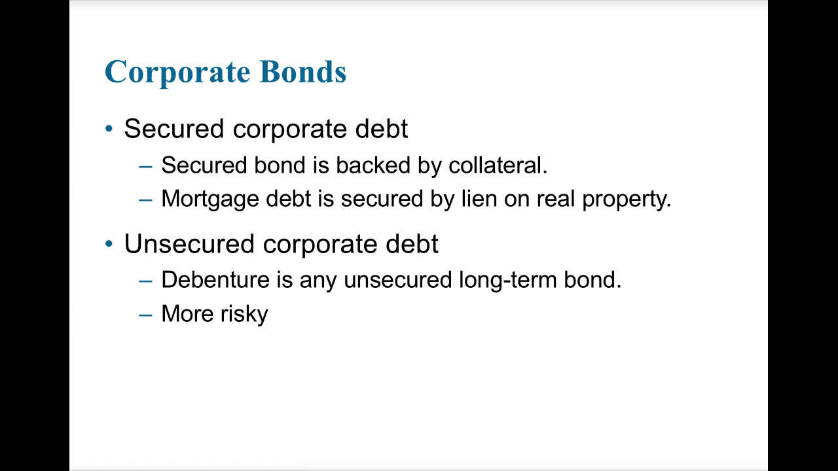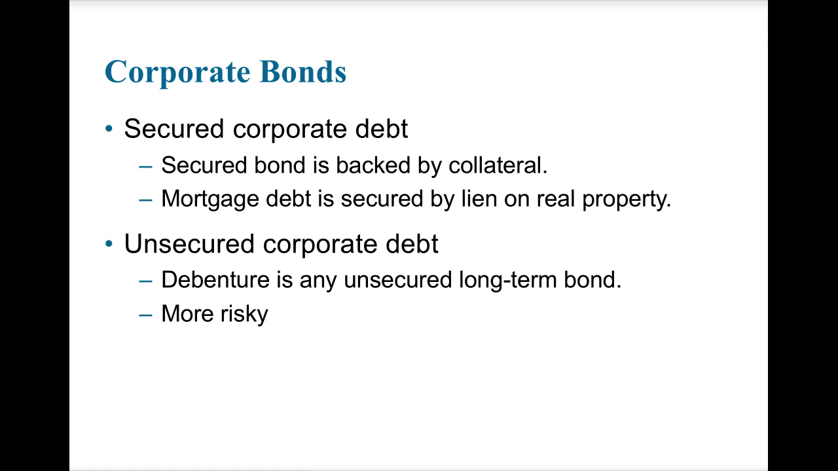This is a major source of funding for corporations, and it probably accounts for close to half the bonds outstanding. Corporate bonds are generally issued in the same $1,000 denomination, so the par value is $1,000 per bond issued. Now, is corporate debt secured or unsecured? Well, it could be both.